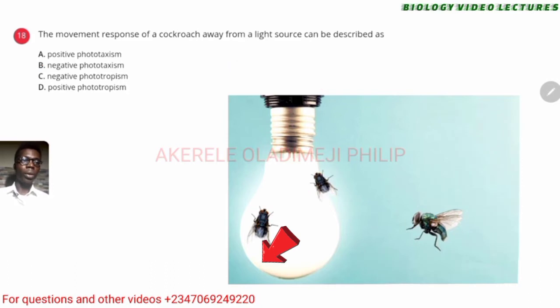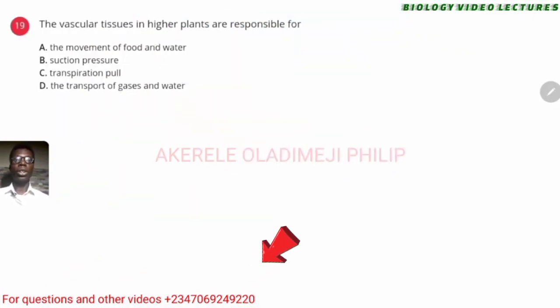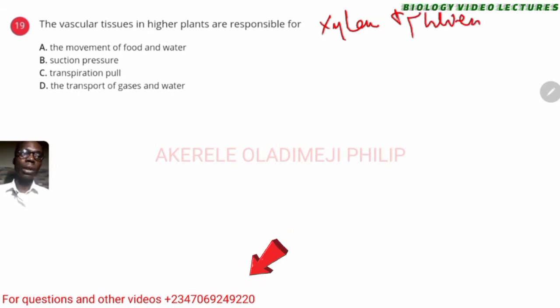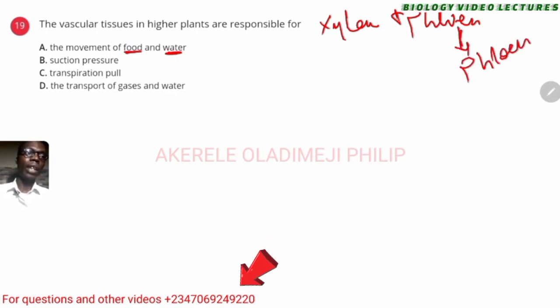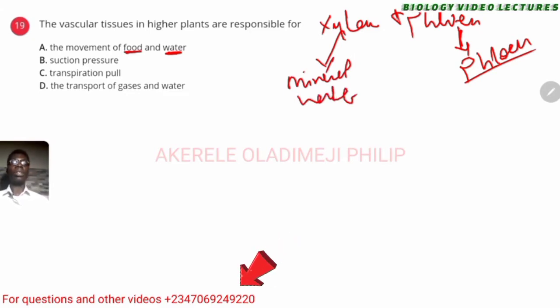All right, moving on. It says here, the vascular tissue in higher plants are responsible for what? Vascular tissue majorly means your xylem and your phloem. All right, so xylem and phloem are the ones that do the transporting of substances, and they transport food and water. Which one transports the food? That's phloem. Phloem transports the manufactured food, while xylem transports minerals and water. So it's going to transport dissolved minerals and water from the soil.